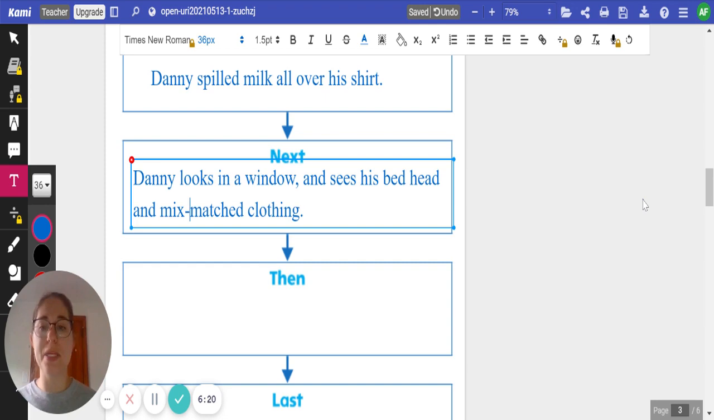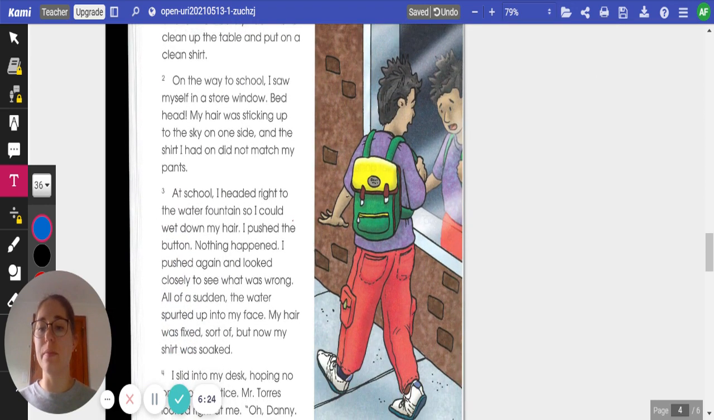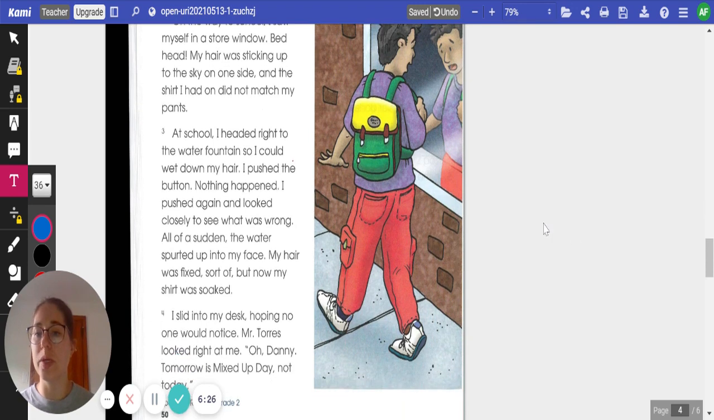All right, let's look at what happens then. Paragraph number 3. I will reread it. At school, I headed right to the water fountain so I could wet down my hair. I pushed the button. Nothing happened. I pushed again and looked closely to see what was wrong. All of a sudden, the water splurted into my face. My hair was fixed, sort of, but now my shirt was soaked.